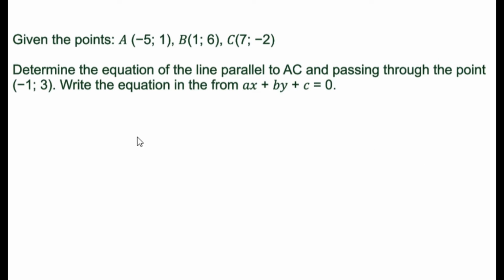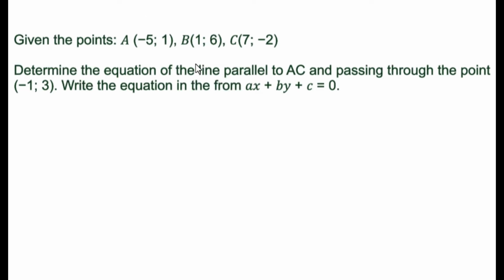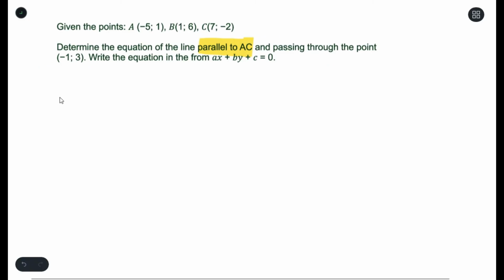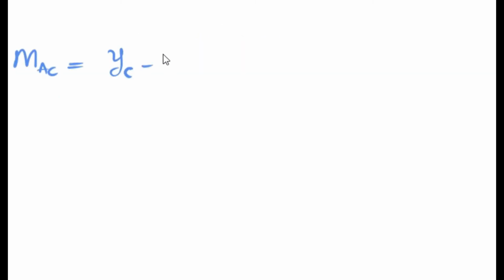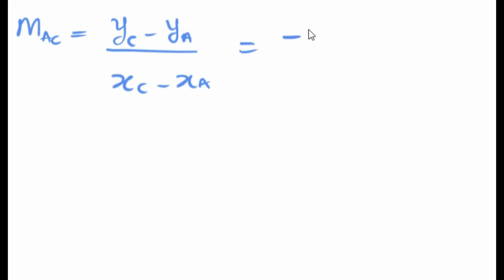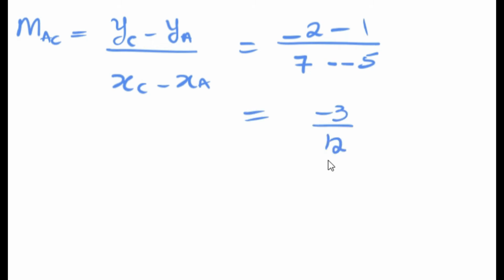Okay, so now, just like we said before, we get the gradient. Now, this question is saying that the equation of the line we want to get is parallel, right? It is parallel to AC. So let's get the gradient of AC. So the gradient of AC would be... So the gradient of AC is -1/4.